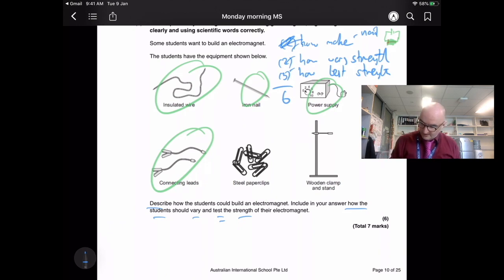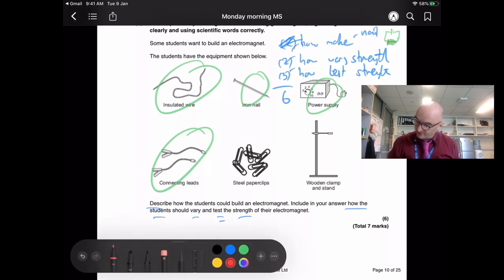How do I vary the strength of the electromagnet? Well, to vary strength, there are a few things we could do.